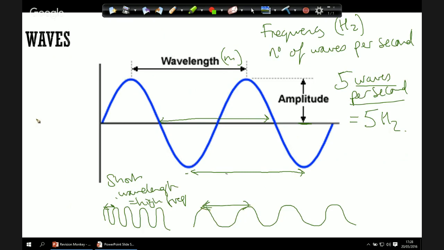Okay, if we're talking about amplitude, this would be a wave with a low amplitude, whereas this would be a wave with a high amplitude. Okay, so just bear those properties in mind as we go through the topic.